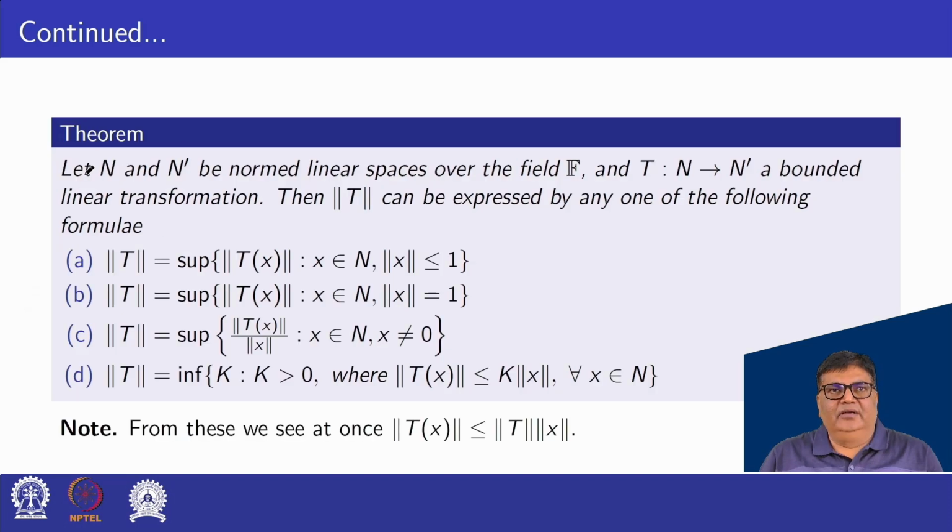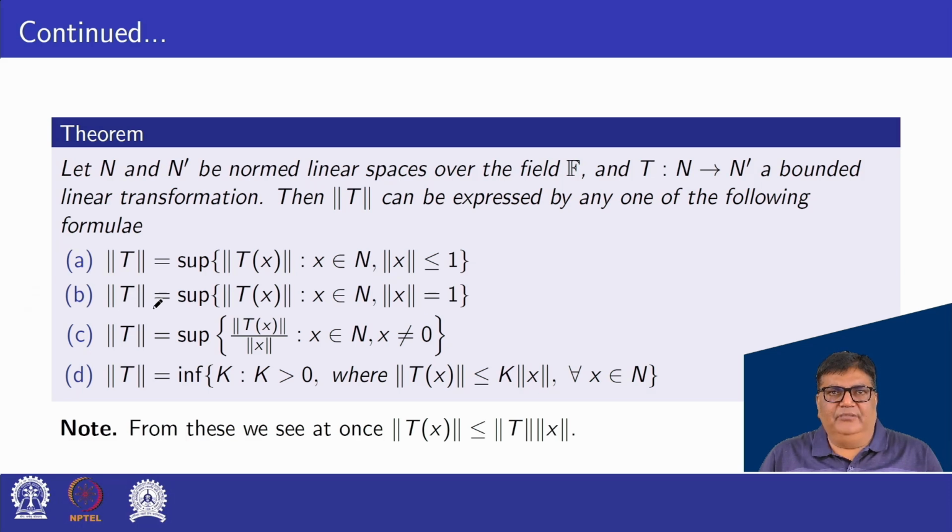Theorem. Let N and N' be normed linear spaces over the field F and the mapping T from N to N' a bounded linear transformation. Then norm of T can be expressed by any one of the following formulas. First, norm of T is equal to supremum of norm Tx such that x belonging to N, norm x less than or equal to 1.